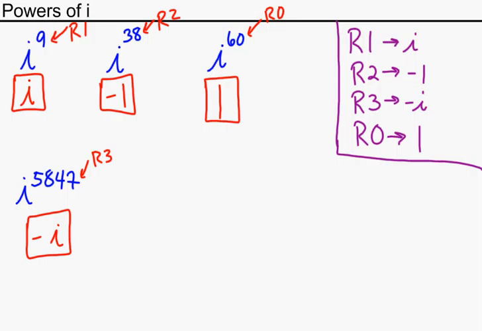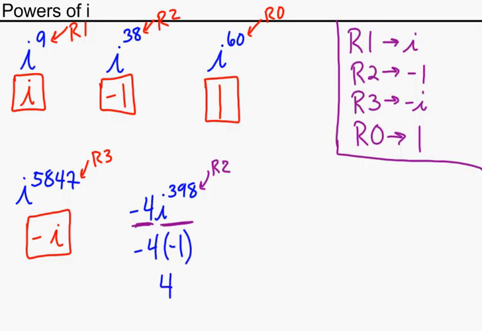So just to extend this slightly, stick some coefficients with the i's. If I had negative 4 i raised to the 398. I'm going to take this as 2 separate pieces. I'm going to leave the negative 4 right here, and I'm going to reduce the power on i first, because that's going to make my life a lot easier. So when I divide 398, I get a remainder of 2. A remainder of 2 means that I really have negative 4 times negative 1, which gives me positive 4 as my answer.